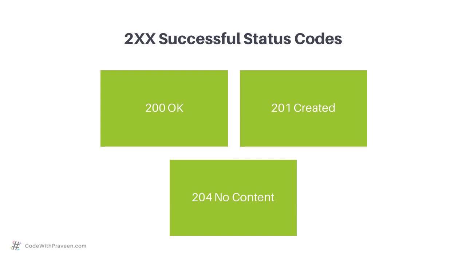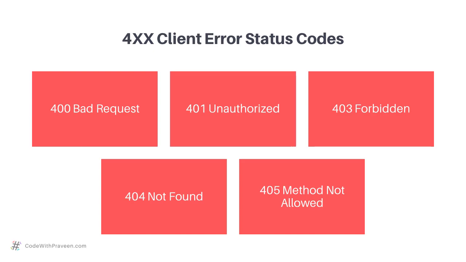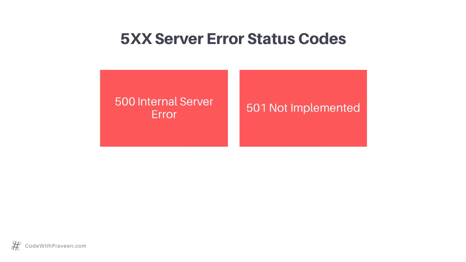Next, you understood the different types of HTTP status codes. For successful request execution at the server, you can use the 200, 201 and 204 status codes. In case the request from the client is not proper, then you can return error codes in the 400 series such as 400 bad request, 401 unauthorized and so on. Finally, in case the fault is at the server end, you can return 500 internal server error or 501 not implemented status codes.